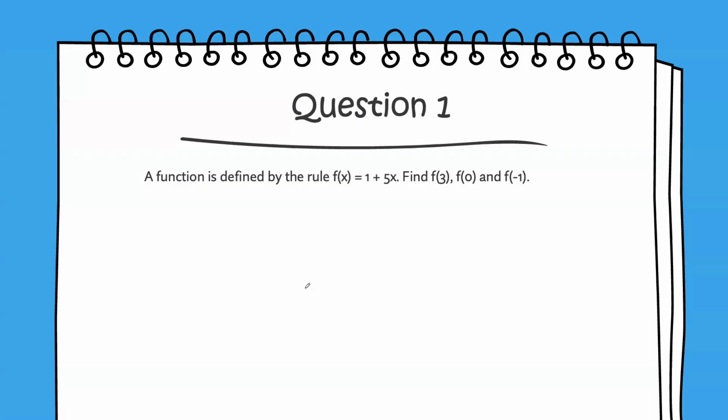Now, if you have a look at a question, again, it's given us a function defined by the rule f of x is equal to 1 plus 5x. And from here, we have to find these 3 values. Basically, these are just 3 different inputs for the same function, so we have 3 different inputs, which are going to give us potentially 3 different outputs.